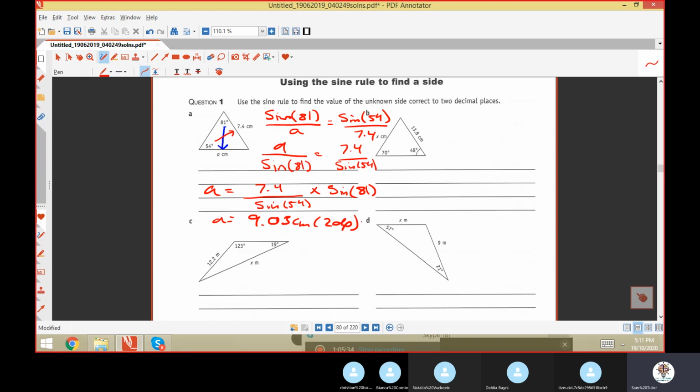Wait, so by dividing it, you just bring it to the other side, right? Yeah, that's it. You turned it to the other side. Oh, okay, I got 9.03. Yeah, I understand. I didn't know that. Show me the damage.